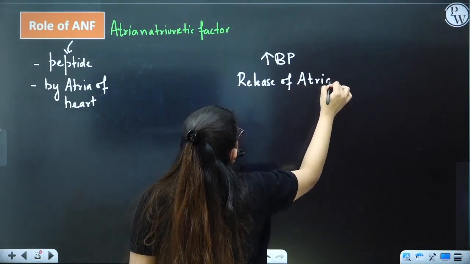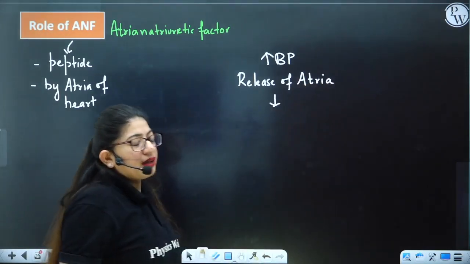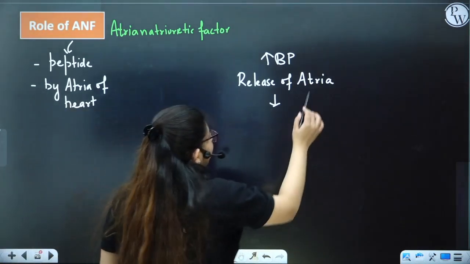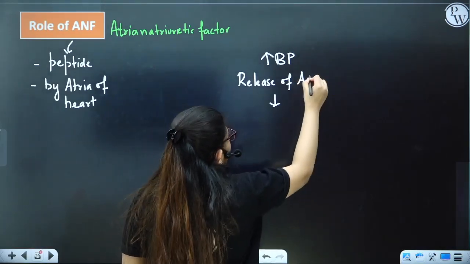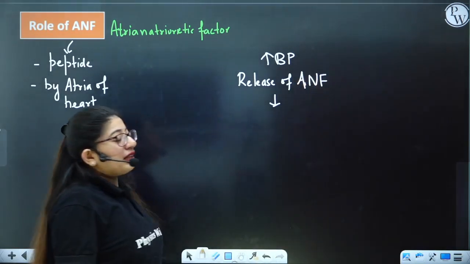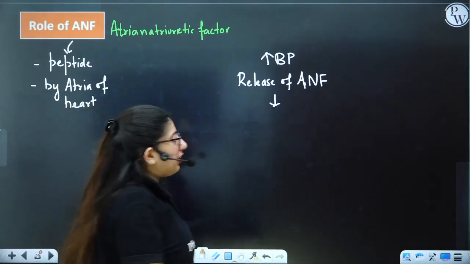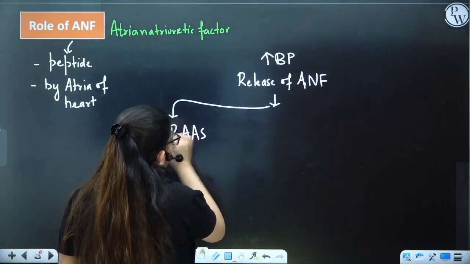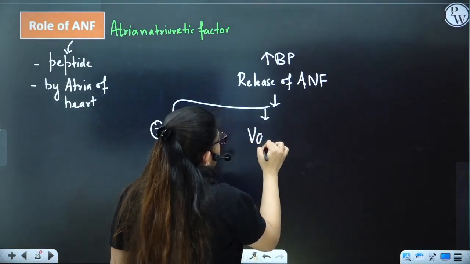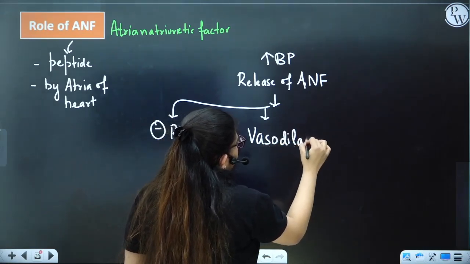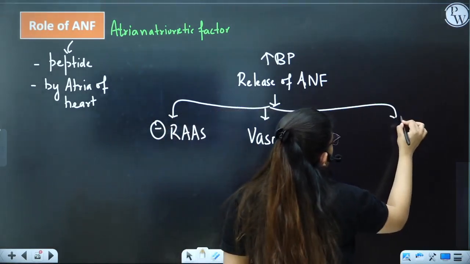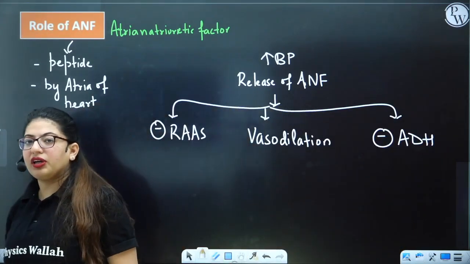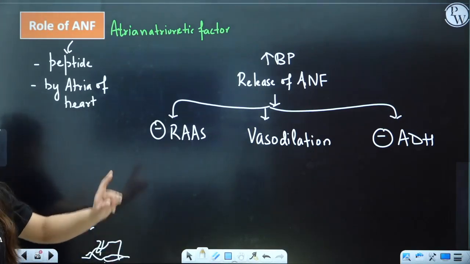As there is release of atria, now what will happen? Release of ANF. Now, what will happen when there is release of ANF? This ANF will inhibit RAS. Its main function is to inhibit RAS. Second, it will cause vasodilation. And next, it will also inhibit ADH. Because ADH and RAS were doing good deed. They were conserving your water.